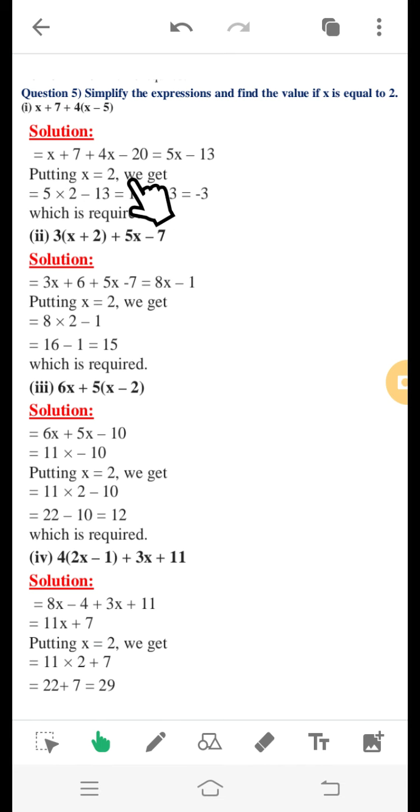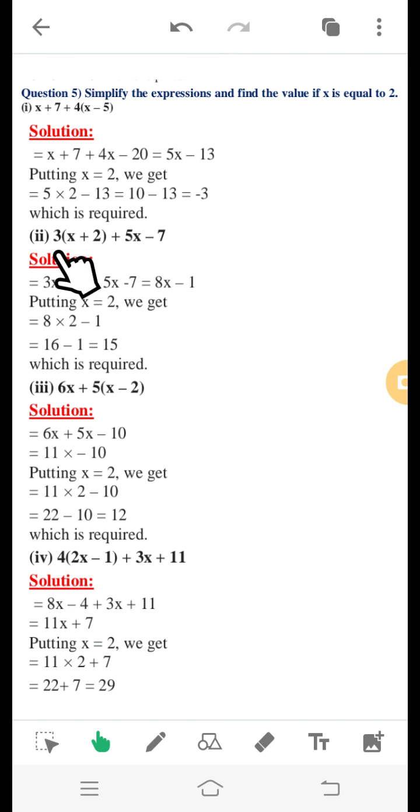x plus 4x is 5x. Plus 7 minus 20 is minus 13. So now the equation becomes 5x minus 13. In that we have to put the value of x. So 5 multiplied by 2 minus 13. 5 2s are 10, minus 13 is minus 3.